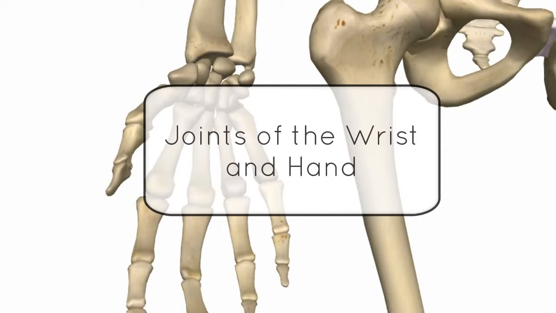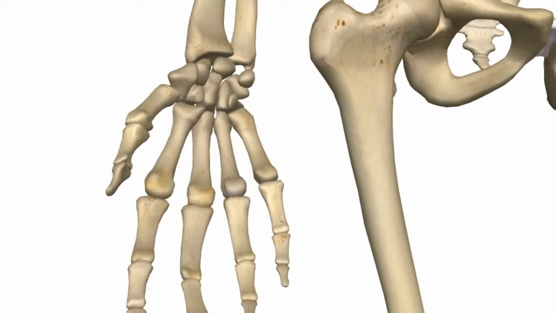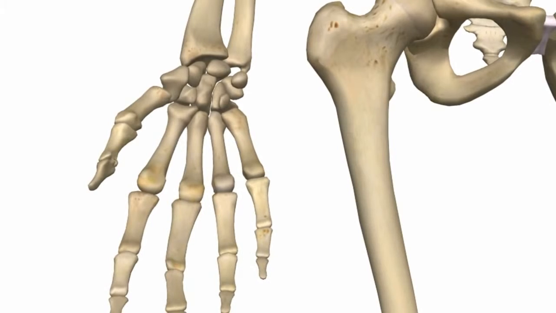Okay, so this is a tutorial on the joints of the wrist and the hand. We'll take a look at some of the features of these joints, look at the ligaments, and the kind of movements that occur at these joints. We'll start off with the wrist joint and work our way distally through the various hand joints.